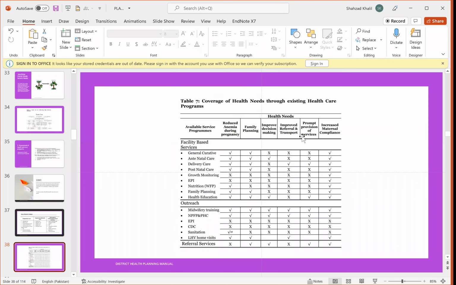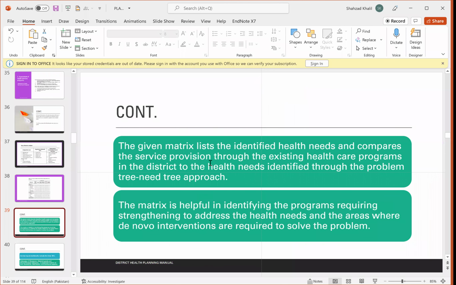So you can see the coverage of health needs by existing healthcare programs. These are the different health needs and the available service programs, facility-based and outreach. Then there are different health needs: reduce anemia during pregnancy, family planning, improved decision making, improved referral and transport, prompt decision on services, and increased maternal compliance. The given matrix lists the identified health needs and compares them with the service provision through the existing healthcare programs in the district. The matrix is helpful in identifying the programs requiring strengthening to address the health needs, and the areas where de novo interventions are required to solve the problem.